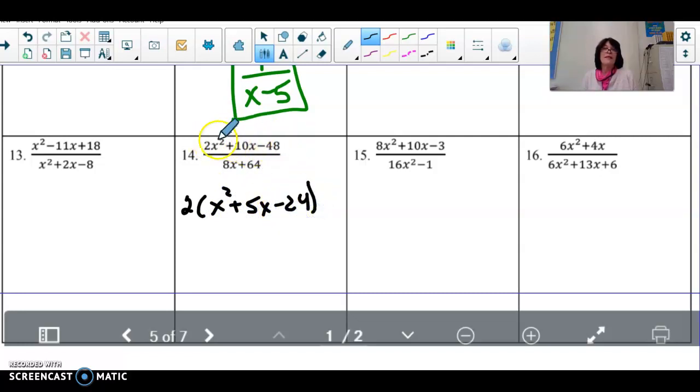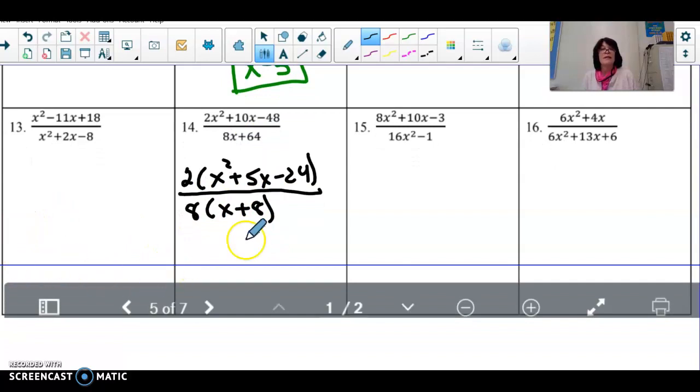Okay, let's make this easier. 2 is even, 10 is even, 48 is even. Let's factor a 2 out. This is still 2x squared plus 10x minus 48. 8 and 64, I can take an 8 out. This is still 8x plus 64. It's just simplified. Okay, now I can still go further. This is because right now nothing cancels. Well, I guess I could cancel the 2 and 8 to 1/4, but we'll do that all at once.